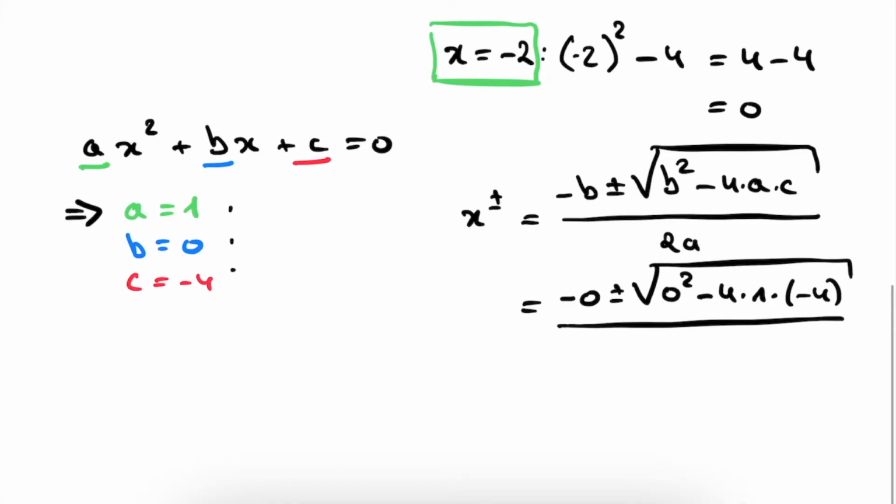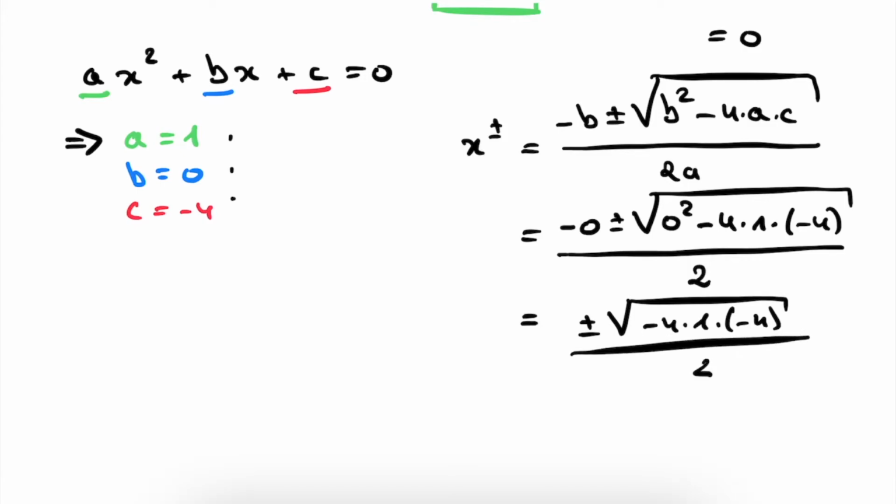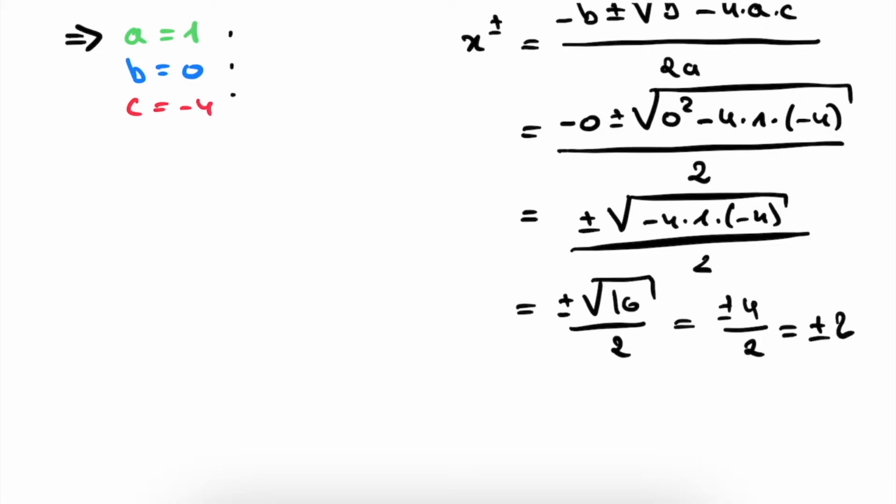And we divide this by 2 times a, which is 2 times 1, which is 2. Now, making the calculation, we get 0, which vanishes. So plus minus the square root of 0, which is 0, minus 4 times 1 times minus 4, divided by 2, which is plus minus the square root of 16 divided by 2, which is of course plus minus 4 divided by 2, which is plus minus 2. And we have our answer.